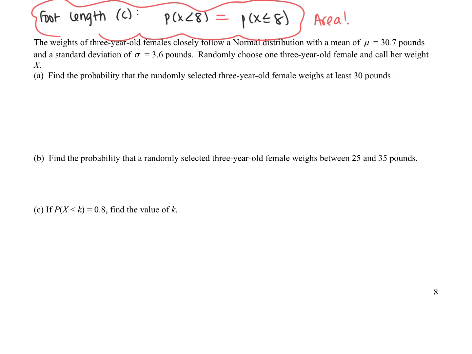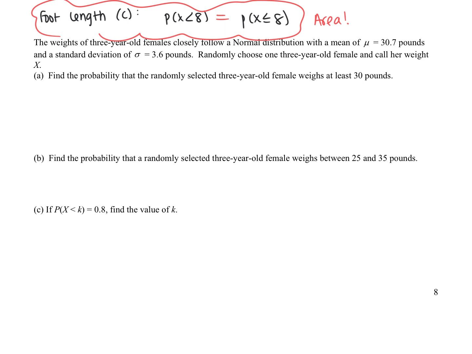It's a review of normal distributions, because that's the only real continuous variable that we're going to look at. The weights of 3-year-old females closely follow a normal distribution with a mean of 30.7 and a standard deviation of 3.6. Randomly choose one 3-year-old female and call her weight X.